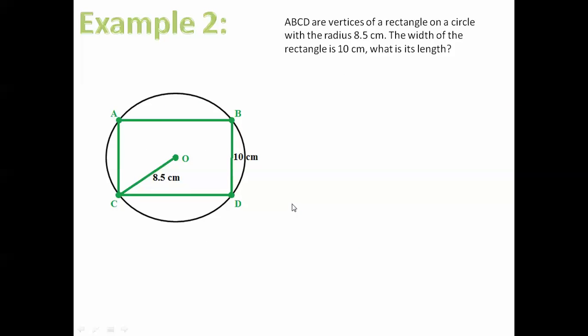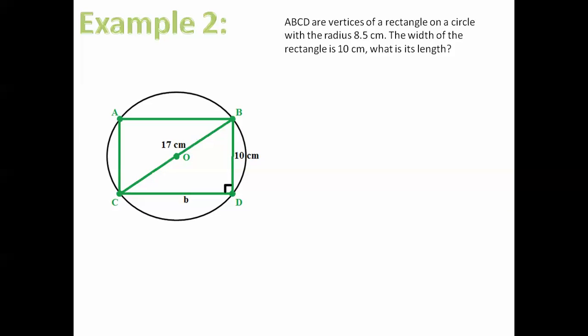Example 2. ABC are vertices of a rectangle inscribed in a circle with a radius of 8.5 centimeters. The width of the rectangle is 10 centimeters. What is its length? Alright, so easiest way to do this is let's chop that guy in half.